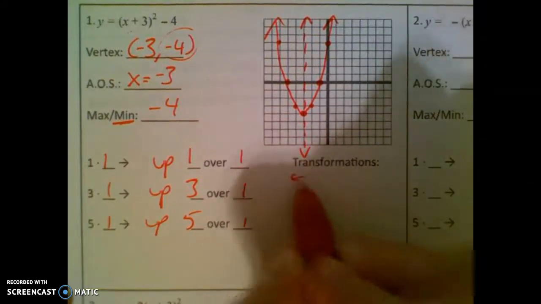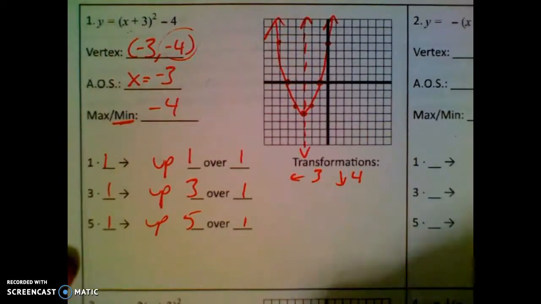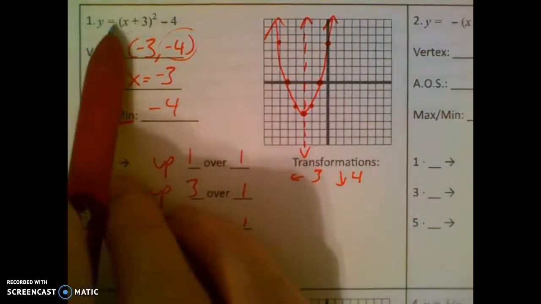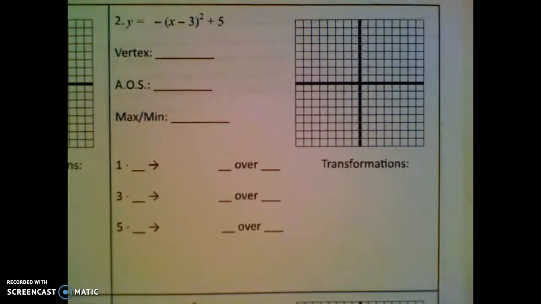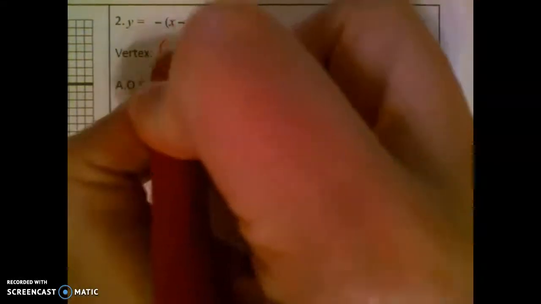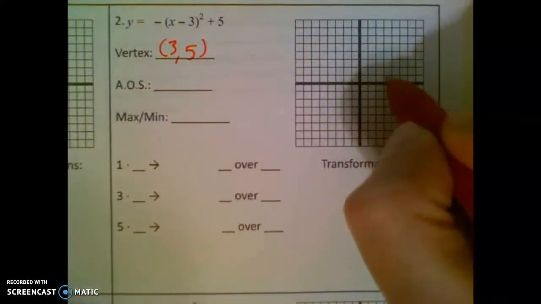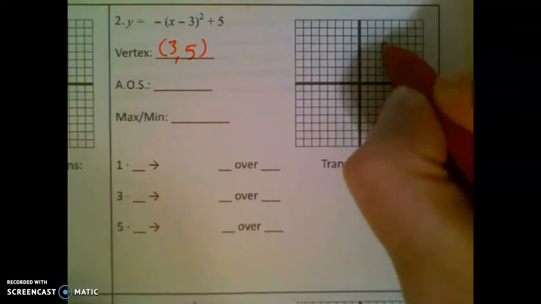So it did move left 3 units, it moved down 4 units, no reflection because no negative out front, and no stretching or shrinking. All right, our next example, find your vertex. Again, opposite of the inside, same as the outside. So +3, +5. So I'm going to put a dot at 1, 2, 3, 1, 2, 3, 4, 5.